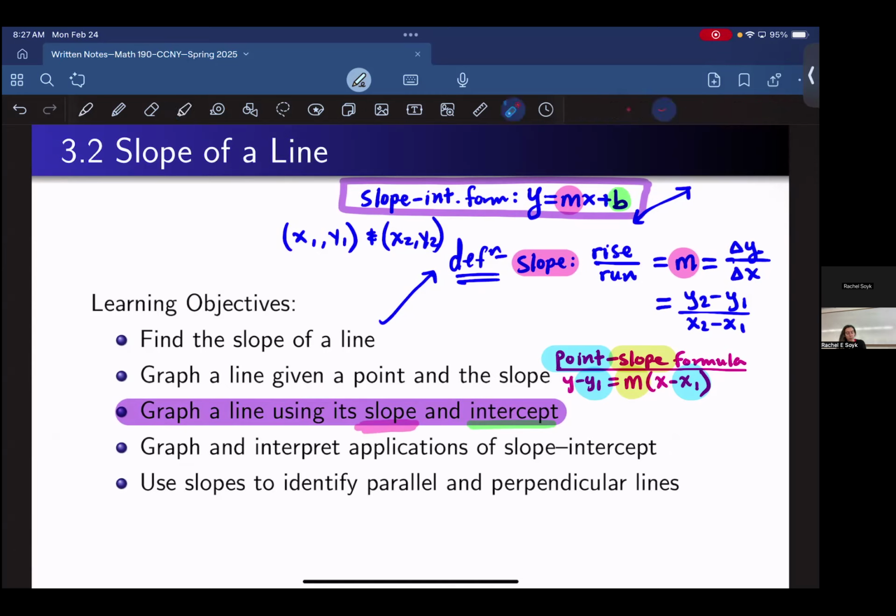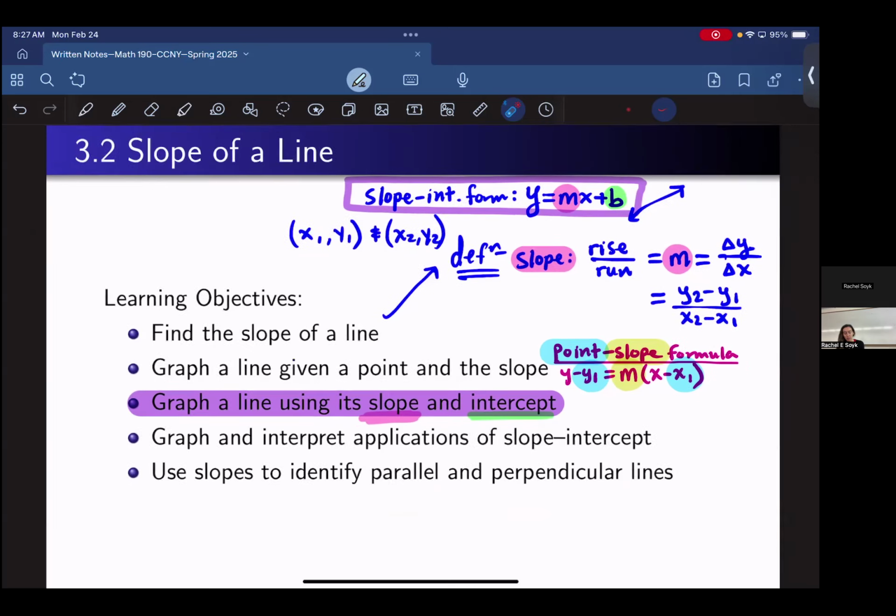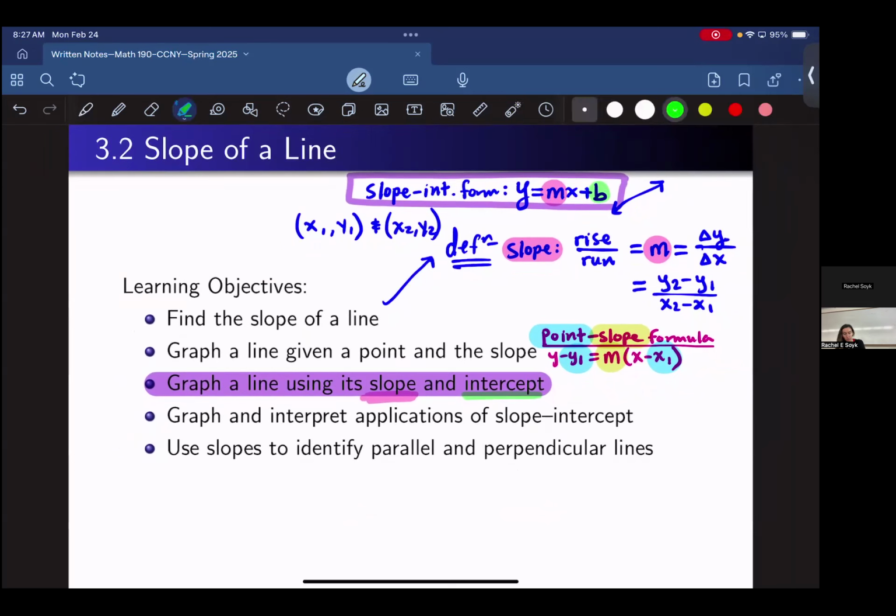Our fourth bullet point, we're going to be able to interpret applications of slope-intercept. So how do we utilize this in a real-life situation? And then our last bullet point really hones in on the relationships of parallel lines and perpendicular lines. And once again, sort of give you a preview.